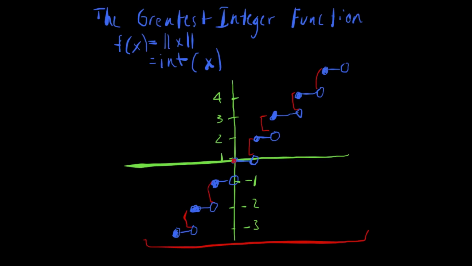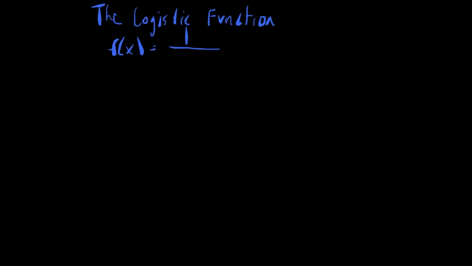It is not bounded, and the end behavior is that as x approaches positive infinity, the limit of f of x is equal to positive infinity, and as x approaches negative infinity, the limit of f of x is equal to negative infinity. That is the greatest integer function. The final function is the logistic function. The equation is f of x is equal to 1 over 1 plus e to the negative x.